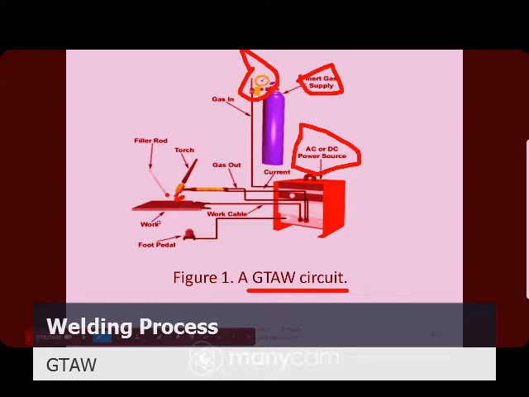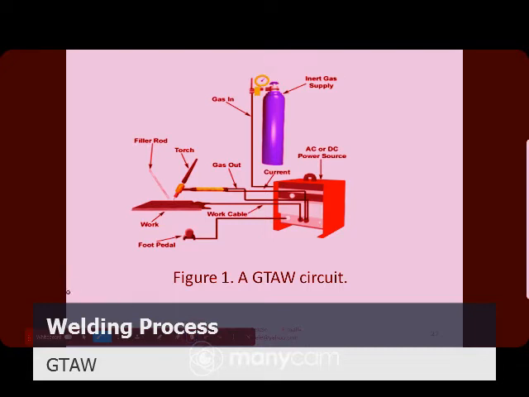And also here there is a foot pedal. The foot pedal you see in this figure is used for what? For increasing or decreasing, for controlling the amperage. We can control the amperage by using this foot pedal, or in some torches there is a button on the torch to control the amount of amperage we use, but it depends on the application area.